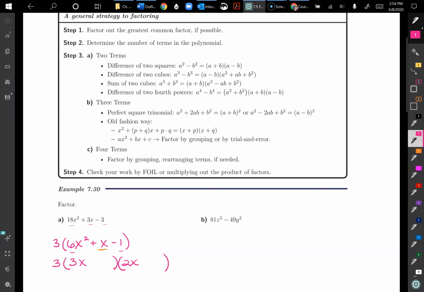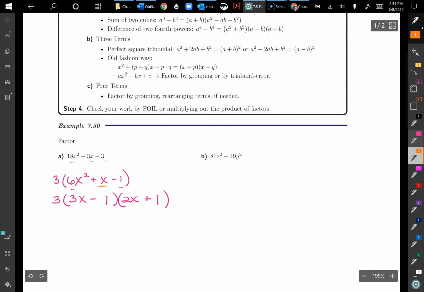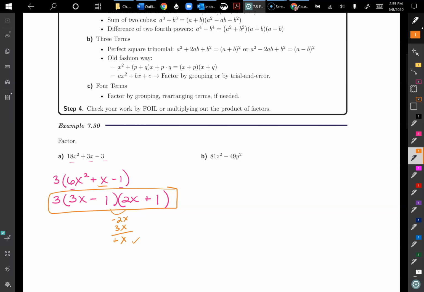For the 1, I only have a couple of choices. I have a -1 and a +1, or vice versa. So let's just do the check. I'm going to place those there and check that middle term. I'd have a -2x and a +3x. It looks like I got it right off the bat. Now, if I had those set up backwards, I would just switch the signs. So this is my answer right here: 3 times quantity 3x minus 1, quantity 2x plus 1.